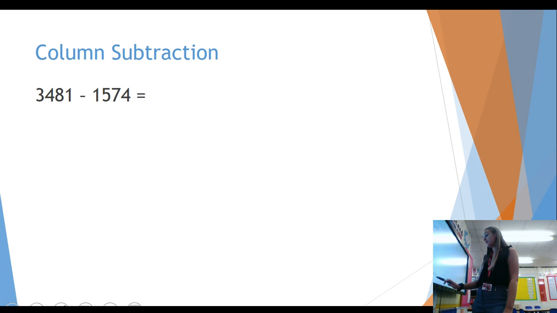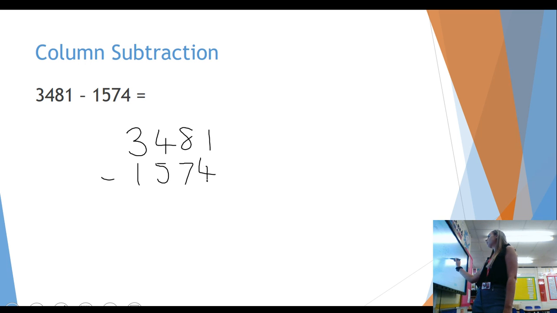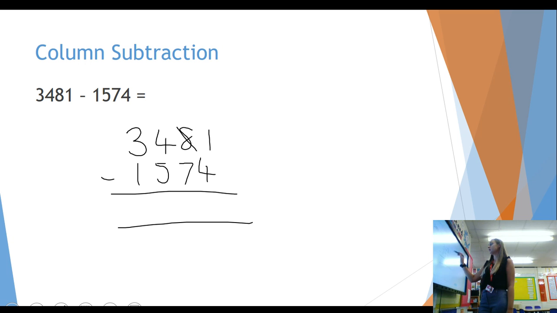So first of all, we're going to start with column subtraction. So you set it out in your column. Make sure that your numbers all line up in their place value. So 1 take away 4, can't do it, so we've got to knock next door. So we borrow 1 from our 8, turn our 1 into an 11. 11 take away 4 is 7. 7 take away 7 is 0.